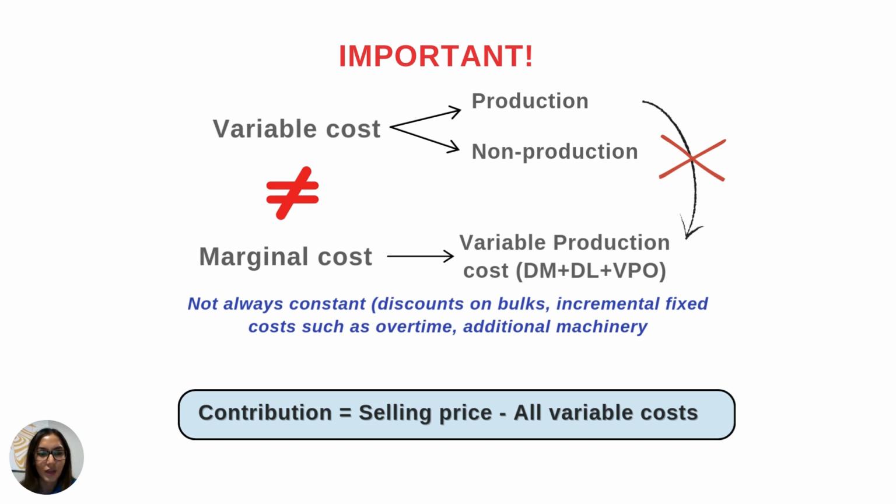And also, we may need additional machinery to produce those extra units because we know that the capacity of our machinery is 1,000 units, and because we have a big order which is a little bit more than our usual capacity, for 100 units we need additional machinery, and this cost is also considered a marginal cost.